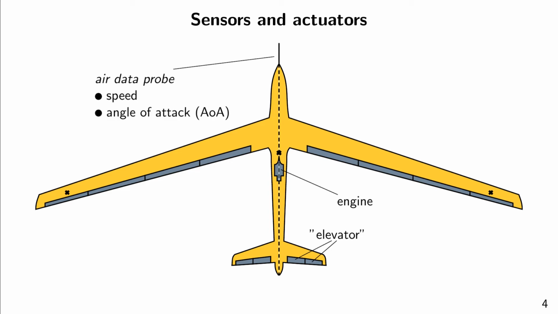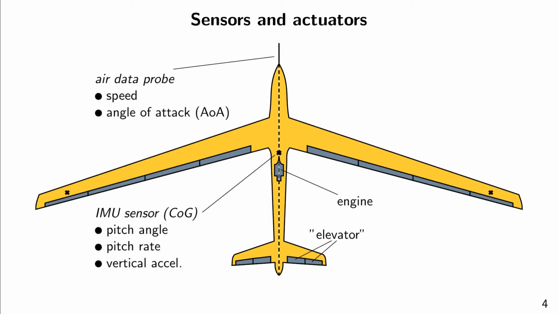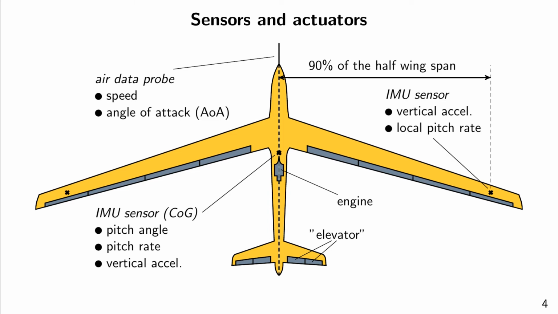The aircraft is also equipped with an air data probe with which the speed and the angle of attack are measured. There is an inertial measurement unit, or IMU for short, in the center of gravity, where the pitch angle, pitch rate, and vertical acceleration are measured. Also, the local acceleration and pitch rate are measured close to the wingtip by another pair of IMUs. These make up the sensors and actuators that are significant from the fault detection point of view.